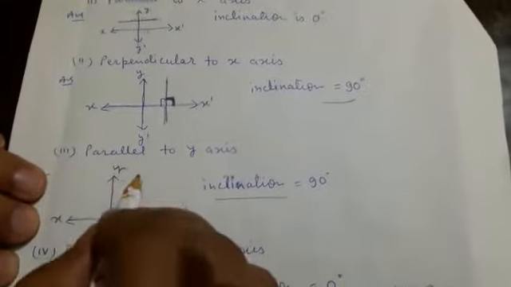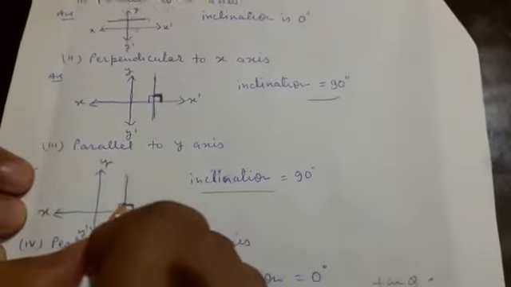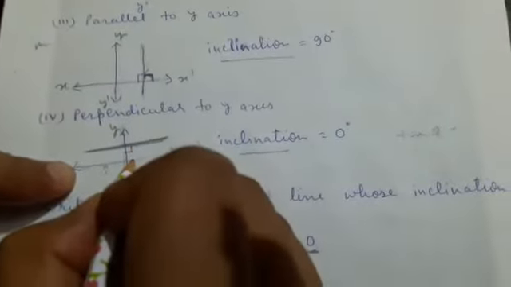Third part, parallel to the y-axis. This is the y-axis, this is the x-axis. This line is parallel to the y-axis. So what is the angle between the x-axis and this line? When you move anti-clockwise, this is also 90 degrees. So the inclination will be 90 degrees. Perpendicular to the y-axis, let us see. This is the x-axis, this is the y-axis, and this is a line perpendicular to the y-axis. Is there any angle between the x-axis and this line? No. So the inclination will be 0 degrees.